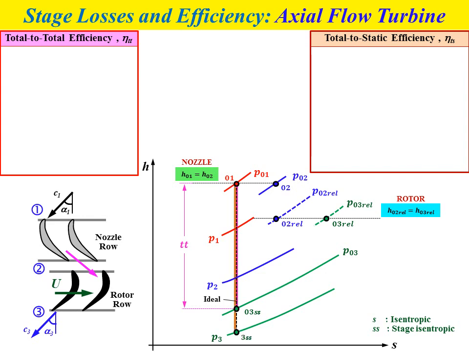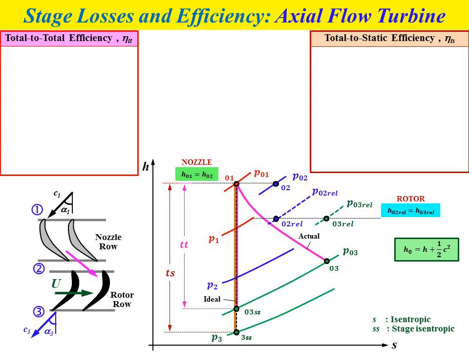The second type of ideal expansion process is based on total and static value, where in terms of enthalpy value, the process will involve stagnation enthalpy value H01 and also static value H3SS. The HS diagram also shows the actual process, where the process will start from condition 01 to condition 03.